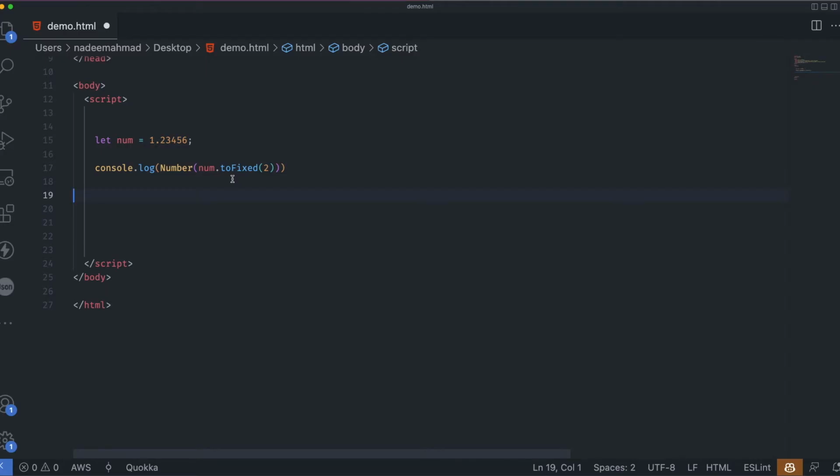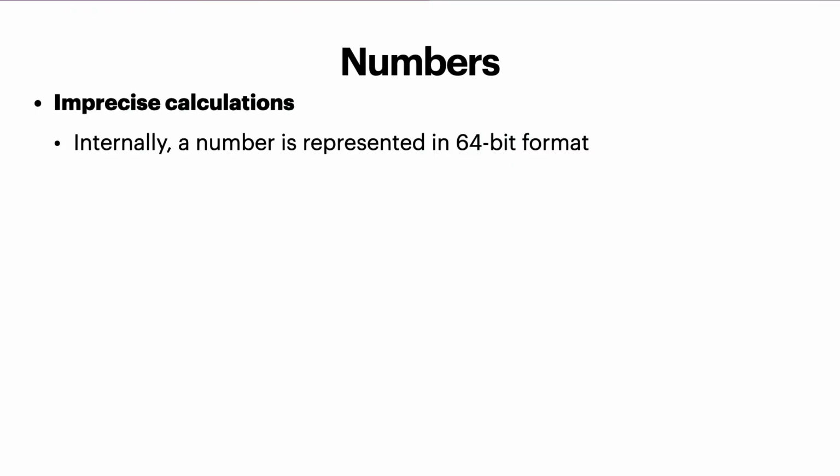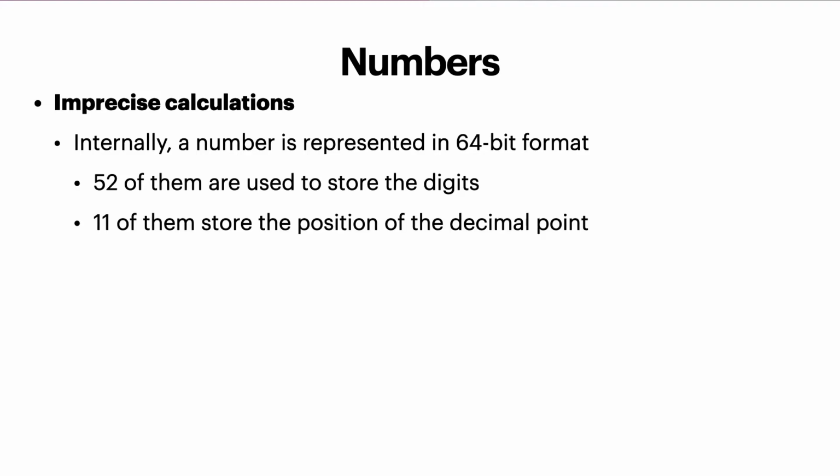Now let's talk about imprecise calculations. Internally, a number is represented in 64-bit format. So there are exactly 64 bits to store a number. 52 bits of them are used to store the digits. 11 of them store the position of the decimal point.